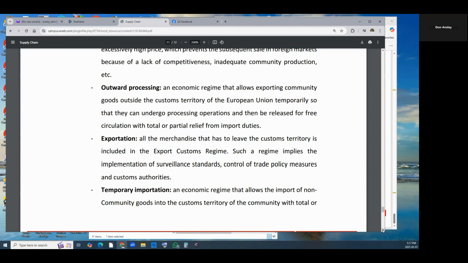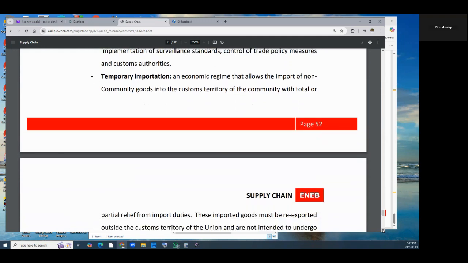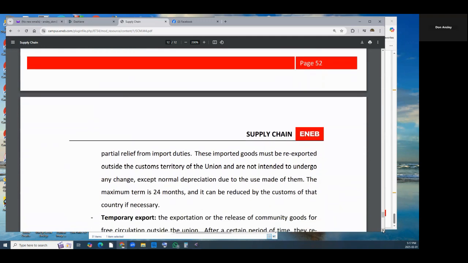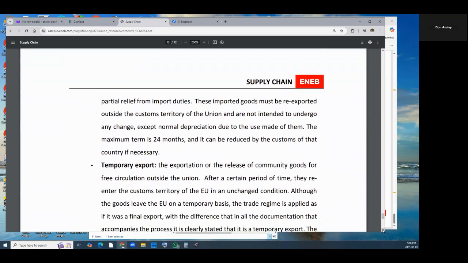Temporary importation, an economic regime that allows the import of non-community goods into the customs territory of the community with a total or partial relief from import duties. These imported goods must be re-exported outside of the customs territory of the Union and are not intended to undergo any change except normal depreciation due to the use made of them. The maximum term is 24 months, and it can be reduced by the customs of that country if necessary.